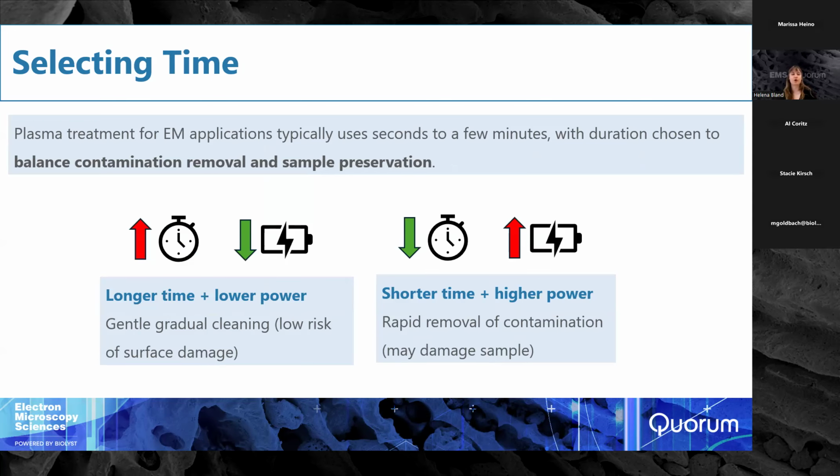When we've decided what kind of gas we're going to use and what kind of power, then we need to think about the time. And this is fairly intuitive, that you want to balance your contamination removal with your sample preservation. So you would think that a longer time and a lower power would be a more gentle way of cleaning something with lower risk to the surface. But if you do have something that's particularly contaminated and you want to rapidly remove that contamination, then you can do a shorter time with a higher power.